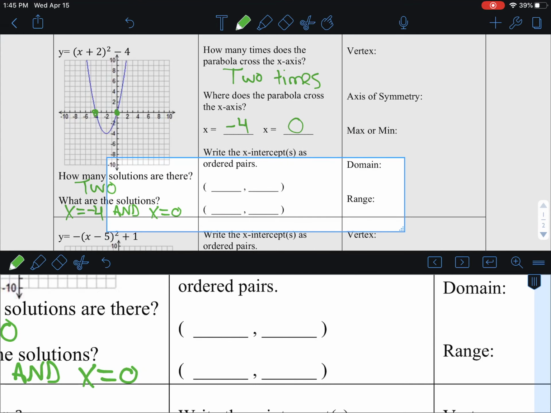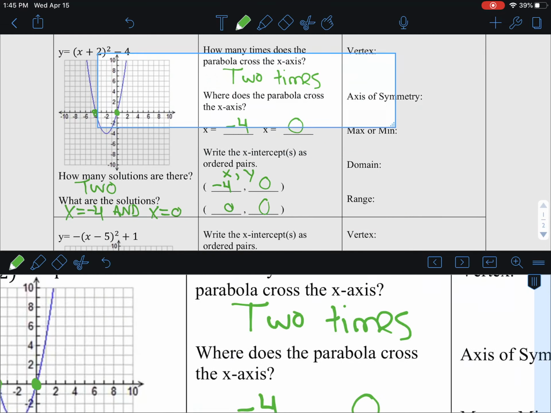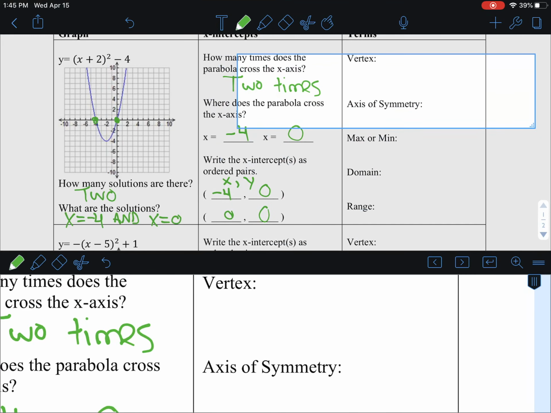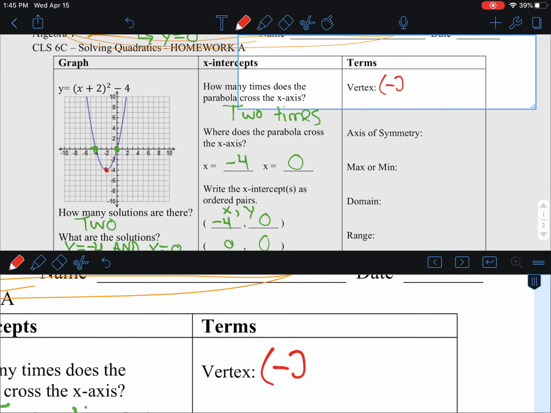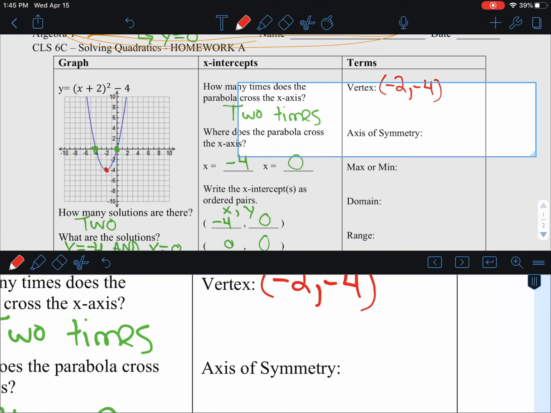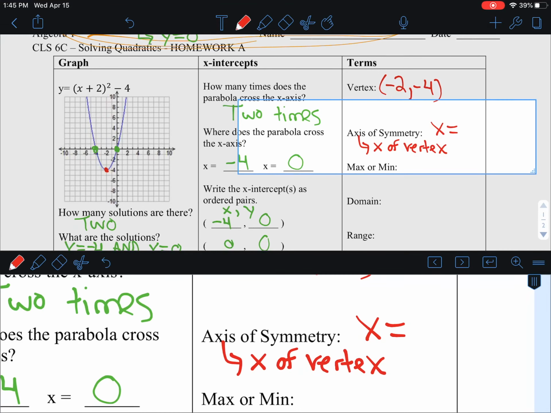Write them as ordered pairs, meaning x comma y. So remember, y is always 0. And then my two answers were negative 4, 0 and 0, 0. And then you're just answering the basic graphing questions that you always get with this. The vertex, again, in this case, the bottom of the hill, being negative 2, negative 4. Axis of symmetry is x of vertex, remember. It's a line that splits the quadratic in half, which is the vertical line in this case, and it's always the x of the vertex, so it'll be x equals negative 2.